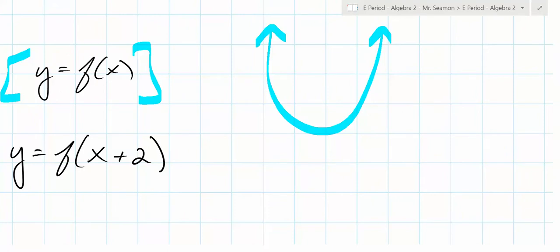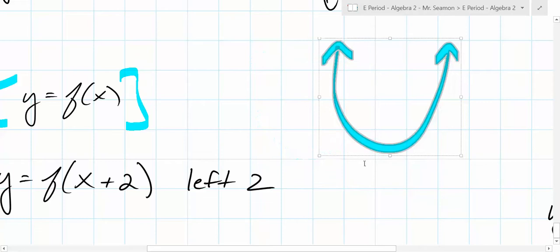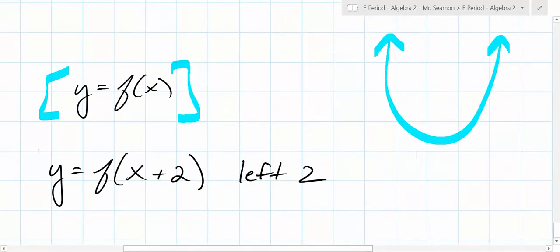No, it goes to the left. This means... And then if you subtract, it's the opposite. This goes left too. So if you have this blue thing right here, and I want to make the new graph green, let's say the new one is green here. Let me get green again. It's going to go left too.